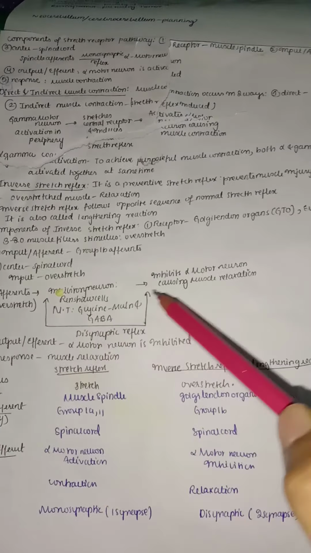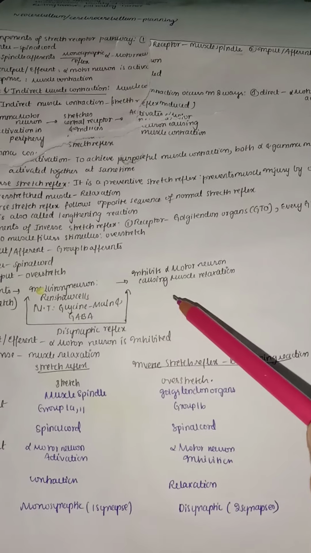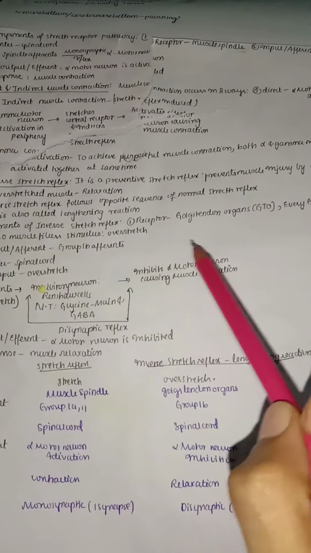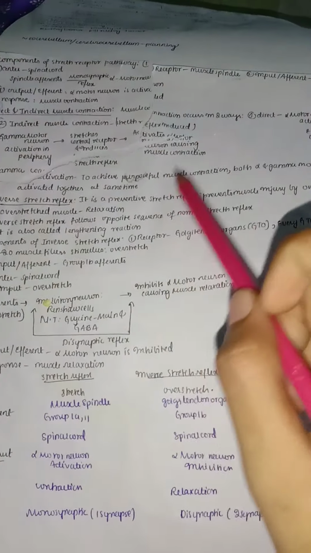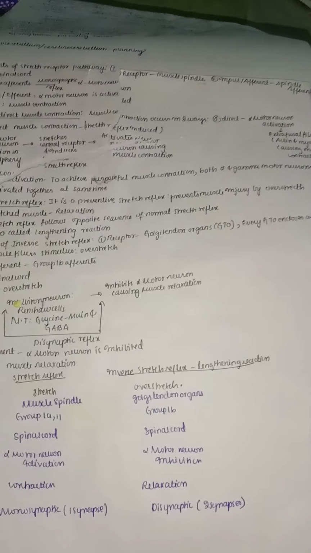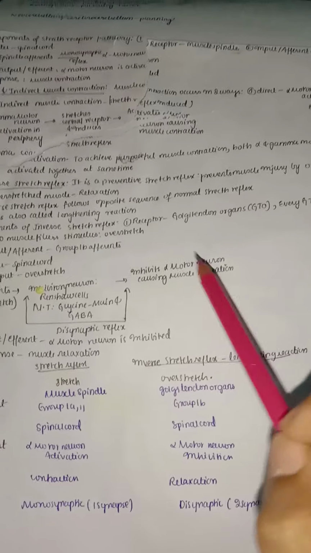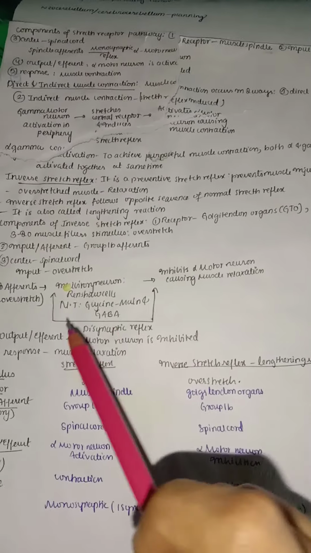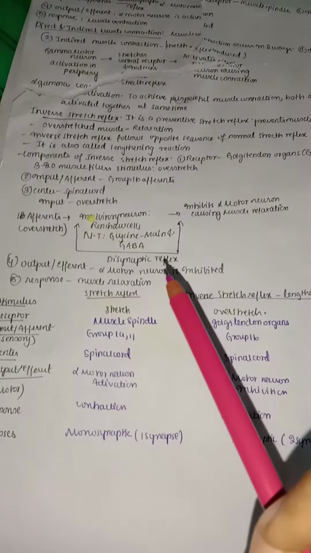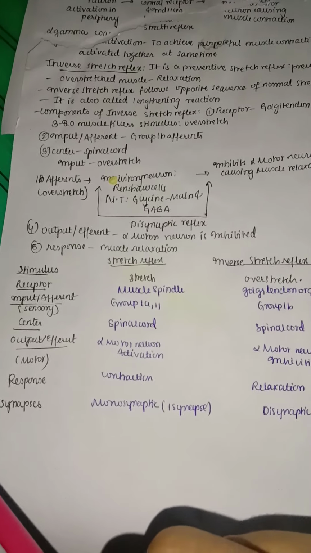So because of this, it will lead to inhibition of alpha motor neurons, causing muscle relaxation. Of course, before, if the alpha motor neuron is activated, then there is muscle contraction. Here the alpha motor neuron is inhibited, which means the muscle is relaxing. The main neurotransmitter is glycine. Of course, GABA is also used, but the main one is glycine.